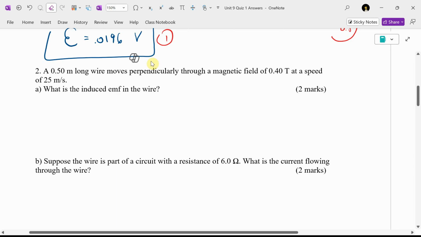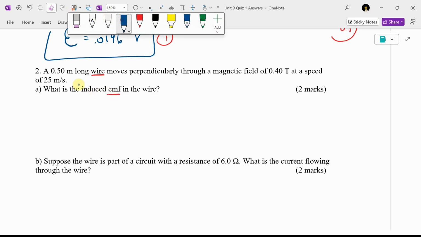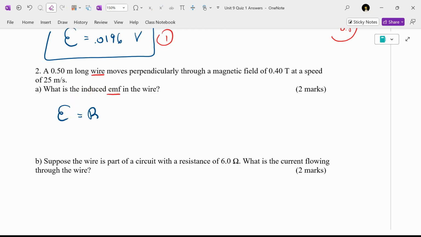Number 2, a wire moves perpendicularly through a magnetic field. Okay, now we're talking about a wire. They want the induced EMF. Now I'm going to use the EMF equation for a wire, which is BLV. And they all have to be perpendicular to each other. Hey, it did include the word perpendicular.